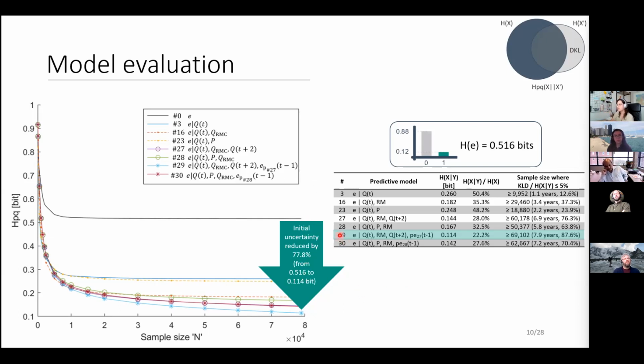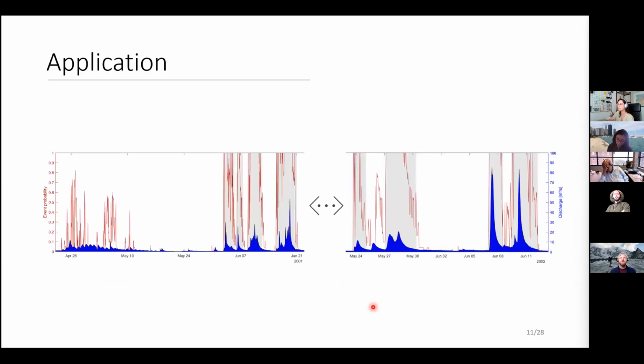And here, for example, model 29, where we have four predictors. So we have a 5D PMF here. One is the target and the other four are our predictors. This model could reduce our uncertainty by almost 78%. And then it needs 70,000 data points to be considered robust in our arbitrary cutoff here, and we select it for the model application.